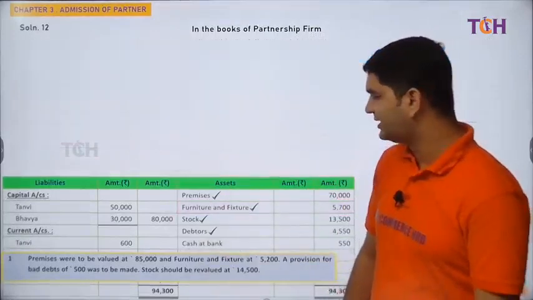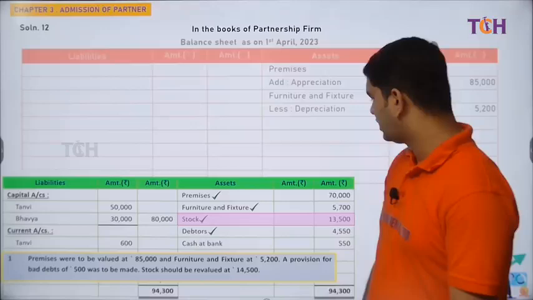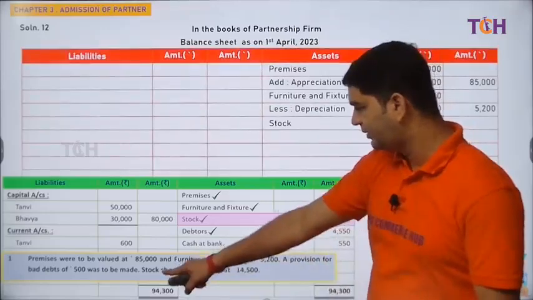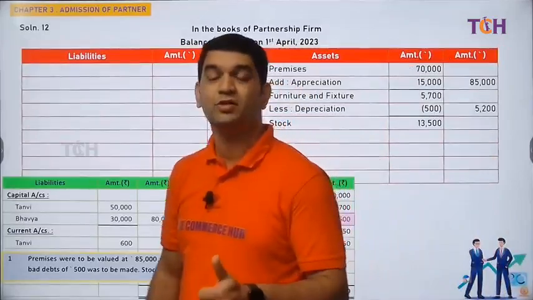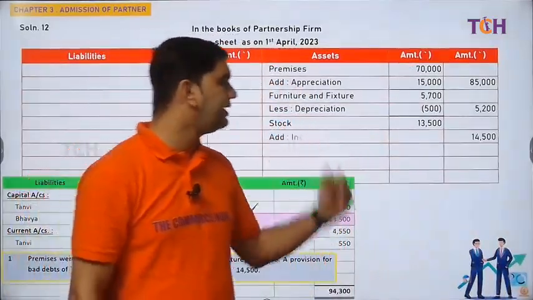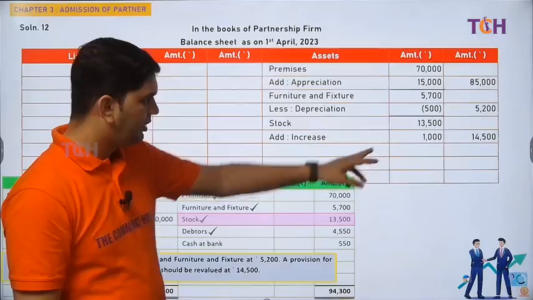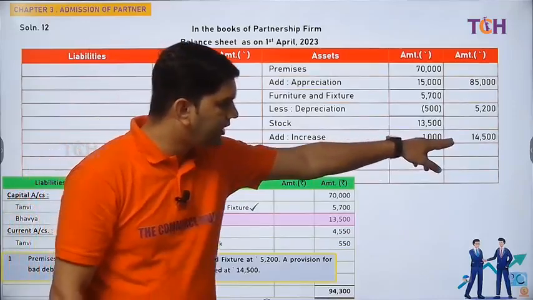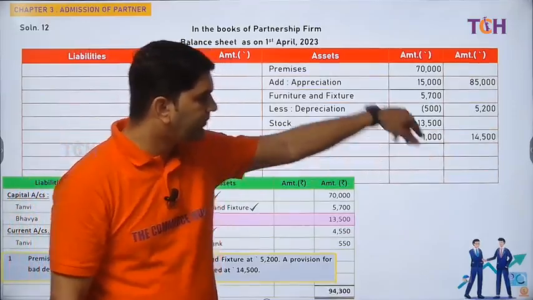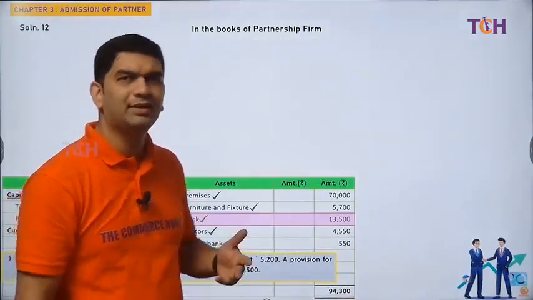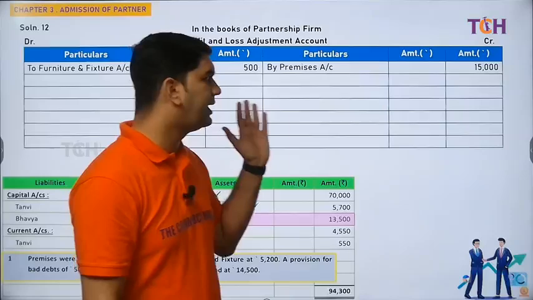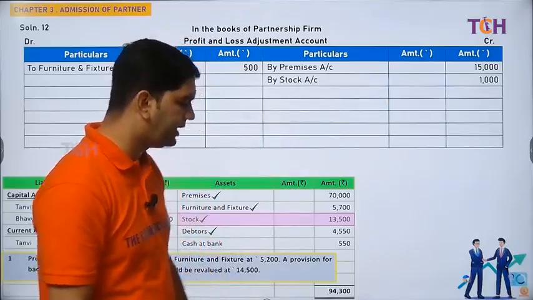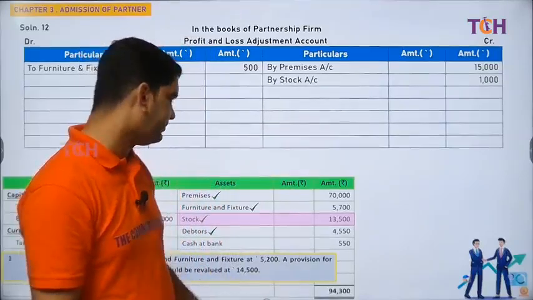Moving further to the next asset, which is stock. Stock is 13,500, but it is clearly mentioned it should be revalued at 14,500. So stock is increasing by 1,000. We'll write it on the asset side first. The increase we have recorded and the revalued amount in the outer column. Then as it is a profit, asset increases. So revaluation account or P&L adjustment account on the credit side, we'll write 1,000 for stock.